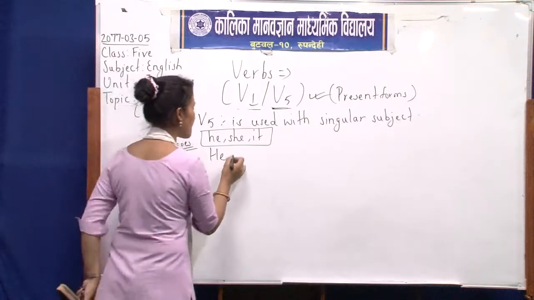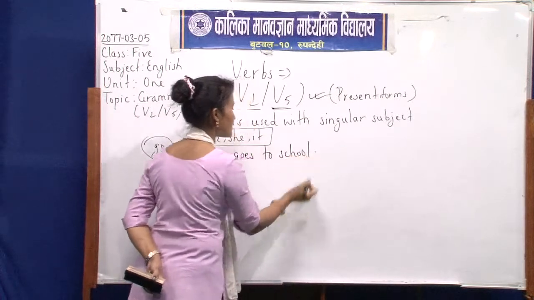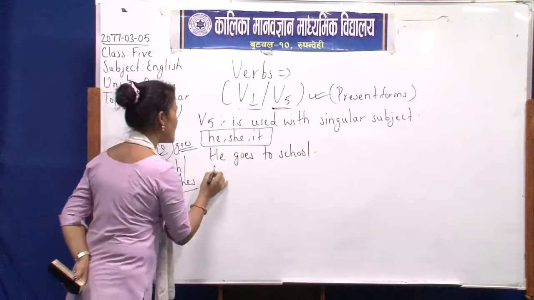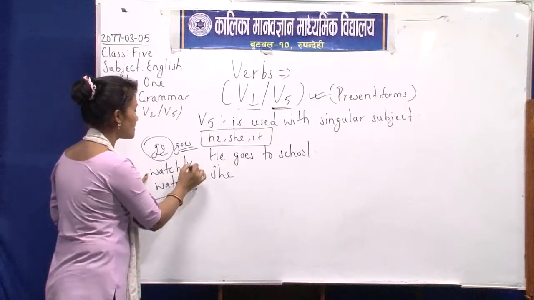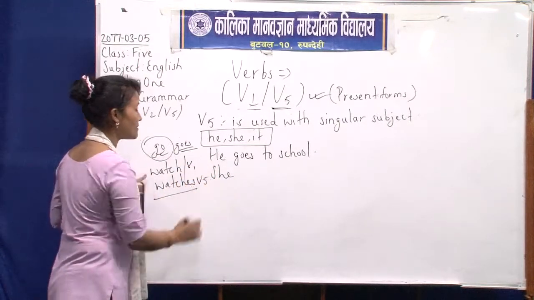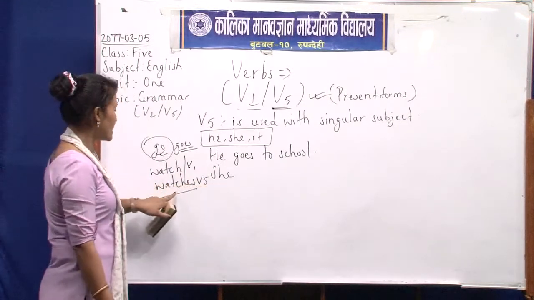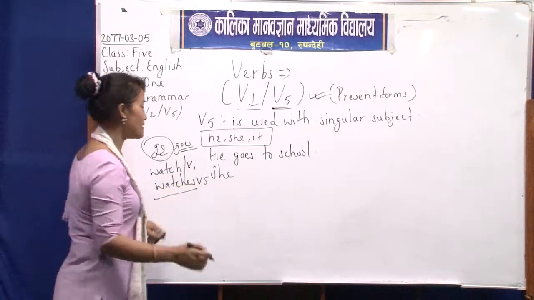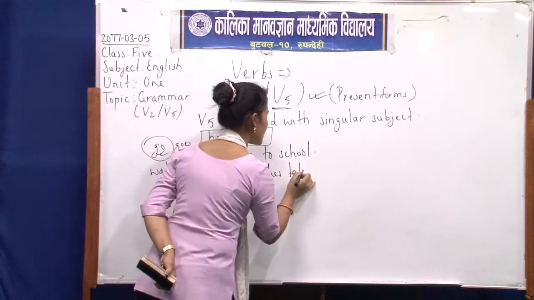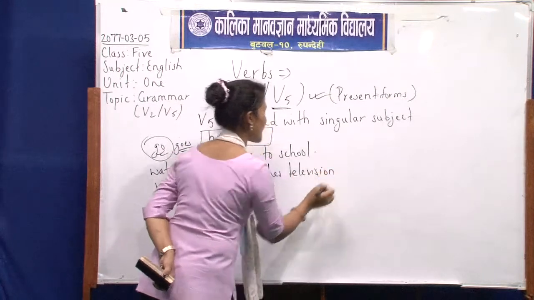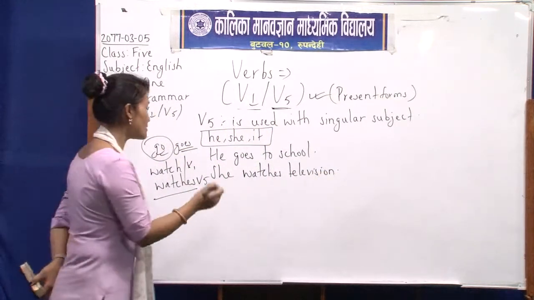He goes to school. Now let's use see over here. See, what is verb 1? Watches is verb 5. Now what will this see take? See is singular. It will take watches, verb 5 form. See watches television, right?